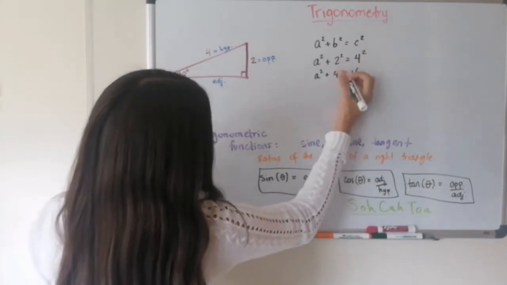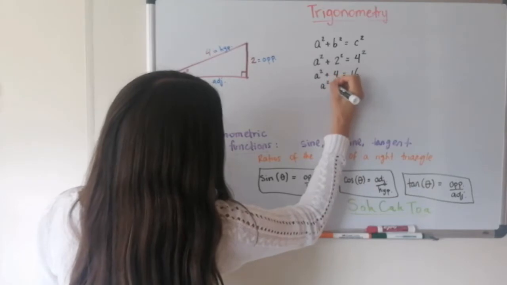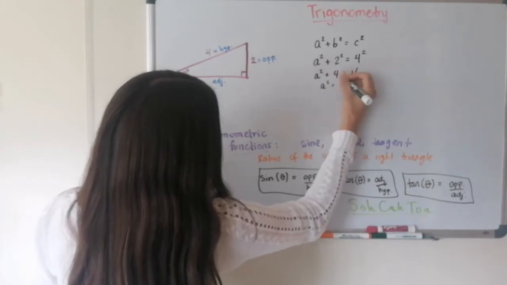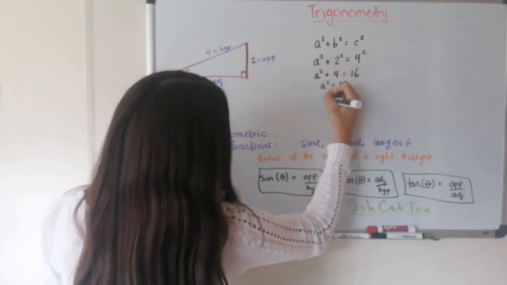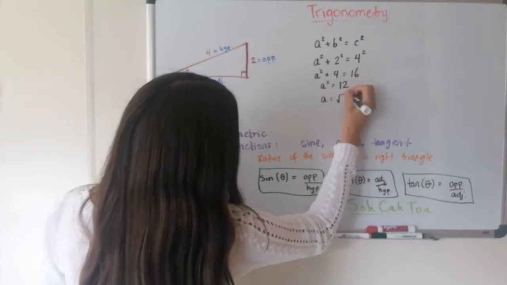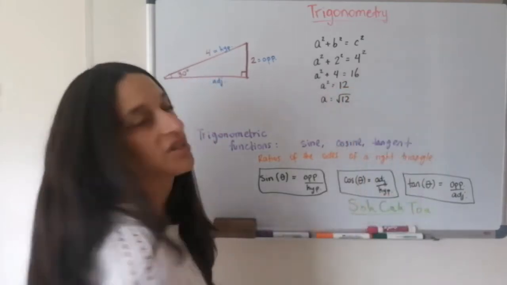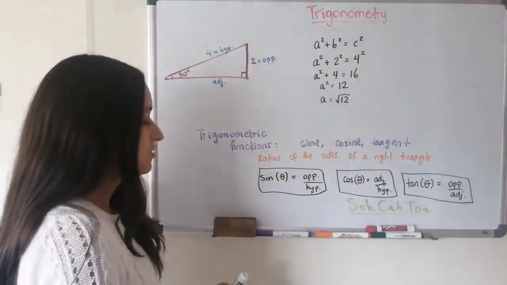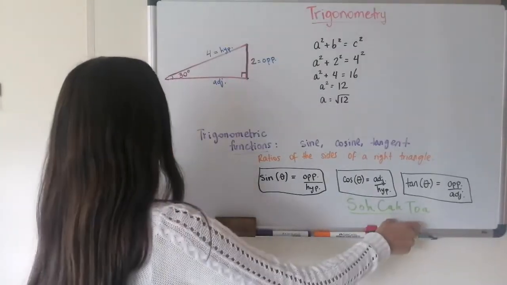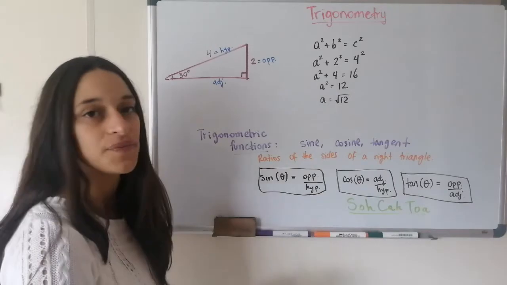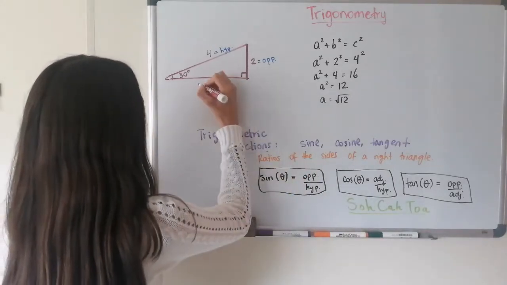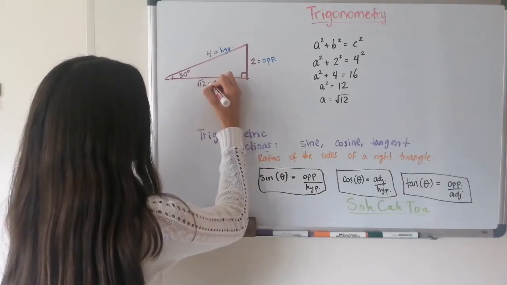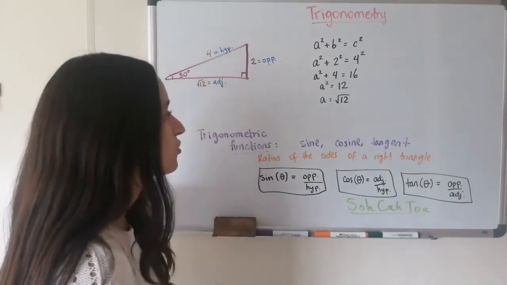And then we can pass and subtract the 4. So we have a squared equals 16 minus 4, which is 12. So a is the square root of 12. We can put that as a decimal, but we can also leave it as square root of 12. So now we figured out that the adjacent side has a length of square root of 12. We can put it in our triangle.